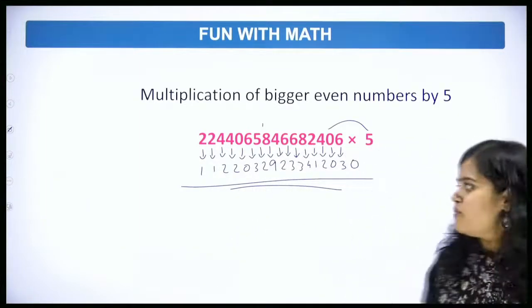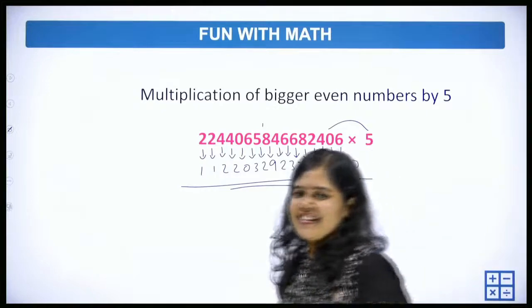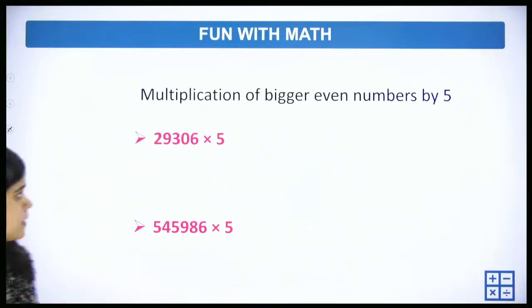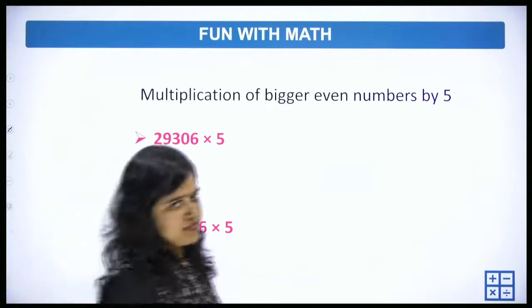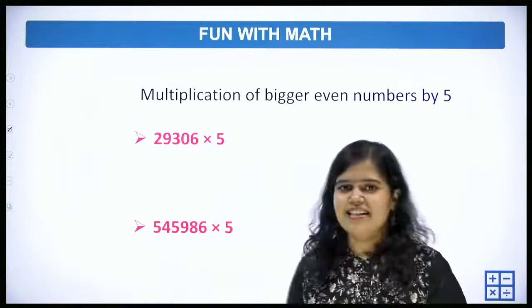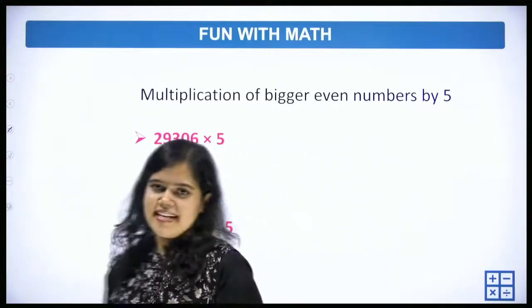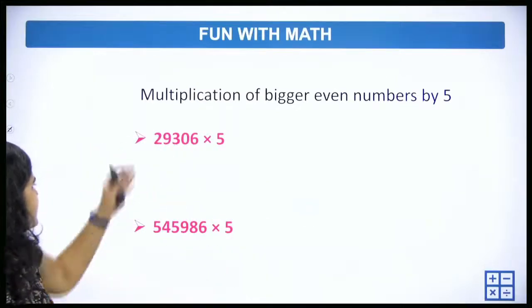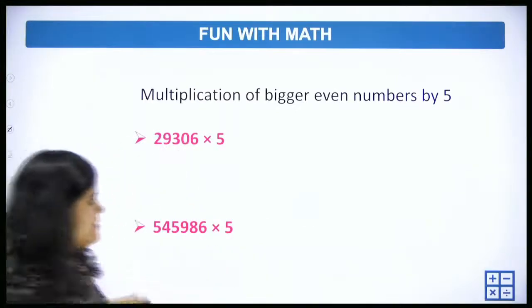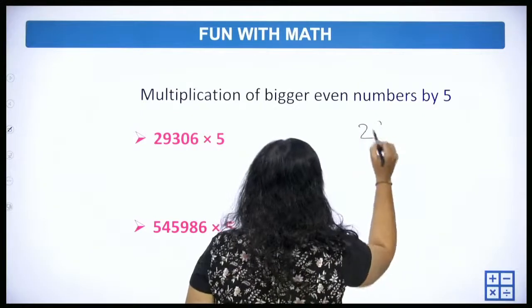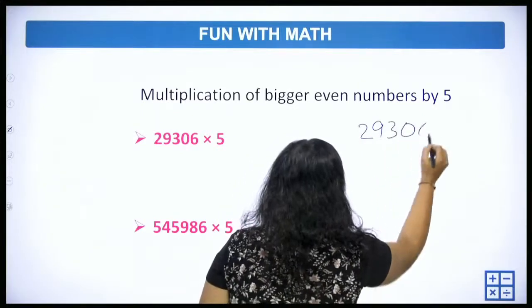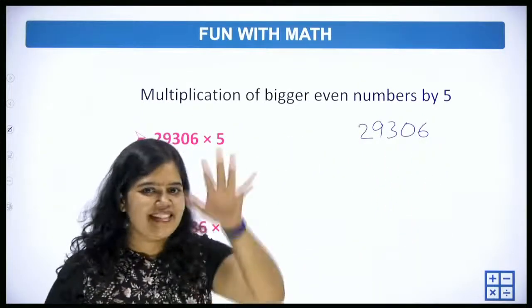So, we'll do a few more sums of this kind in this session. So, let's look into one more question now. Multiplication of bigger even numbers by 5. So, these are the two numbers. Let's solve them now. Right. So, the number is 29306. Right. 29306. Stopwatch on for 5 seconds.